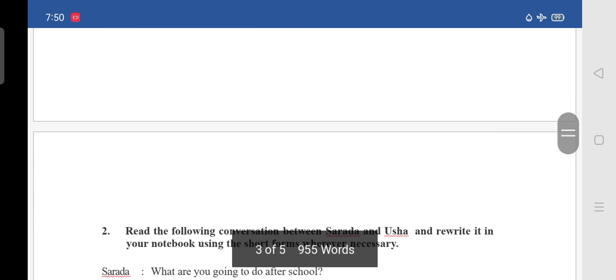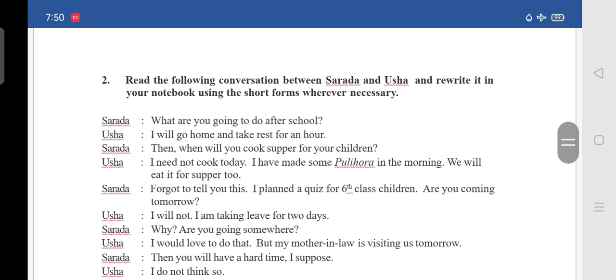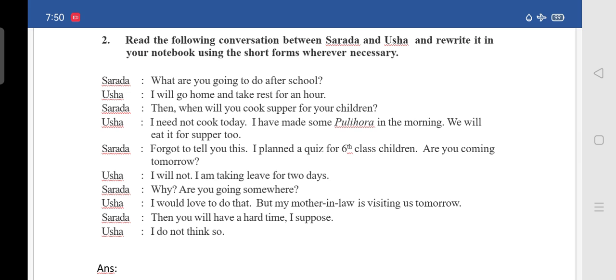So see here, read the following conversation between Sharada and Usha and rewrite it in your notebook using the short forms wherever necessary. So here they have given us a conversation between Sharada and Usha. What they are asking is to change this conversation, where it is required, into short forms. So I have already done it for you.